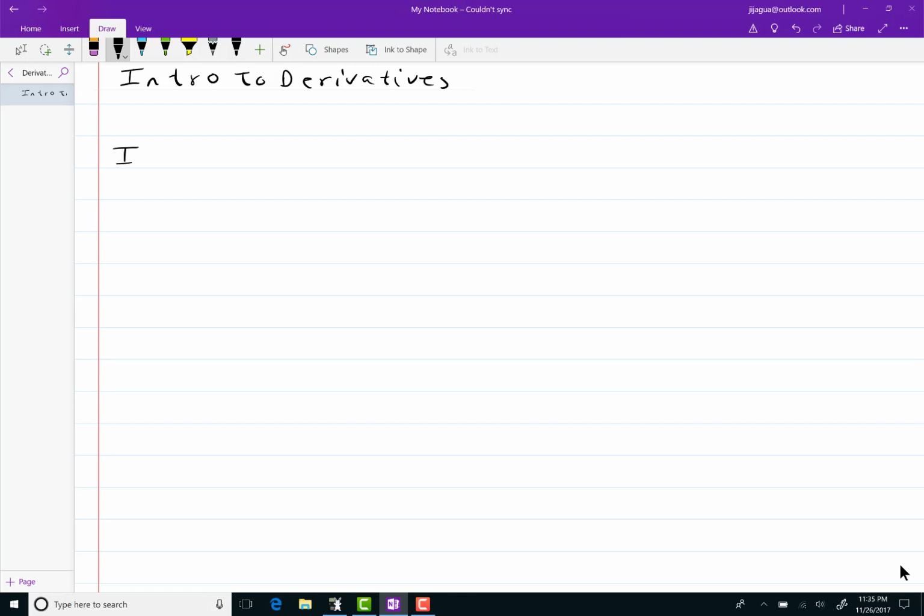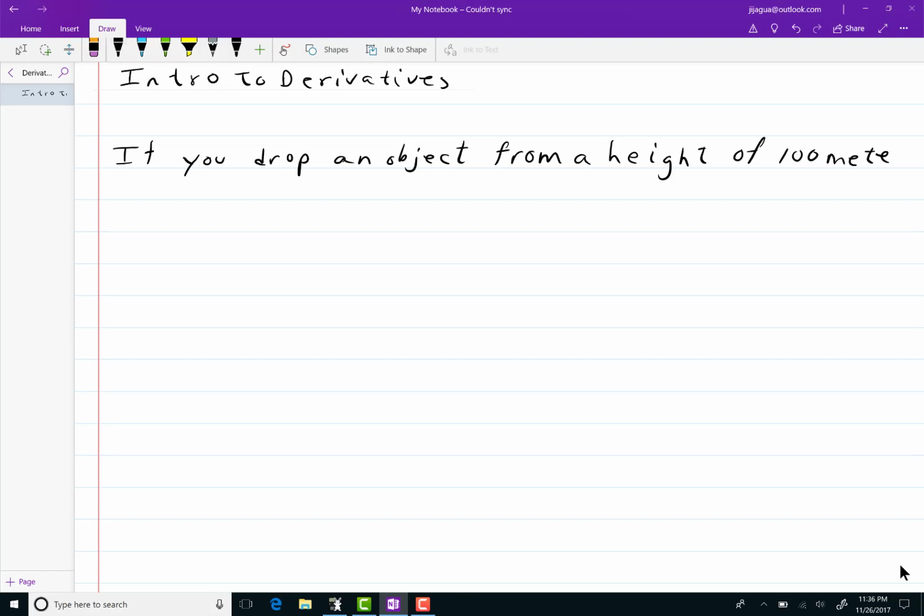So if you drop an object from a height of 100 meters, the height of the object is given by this formula.